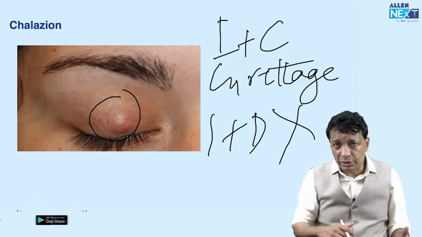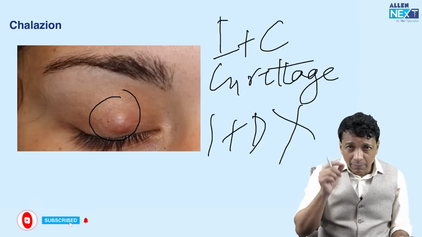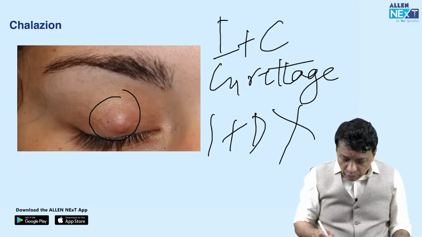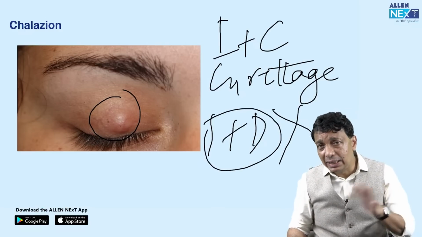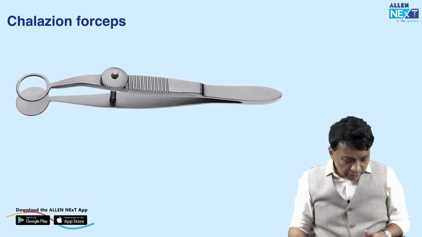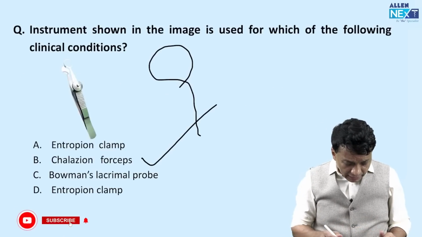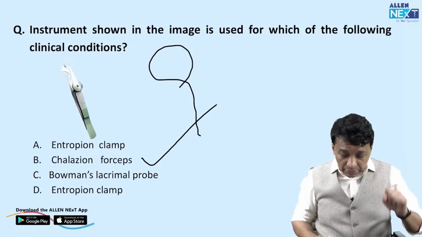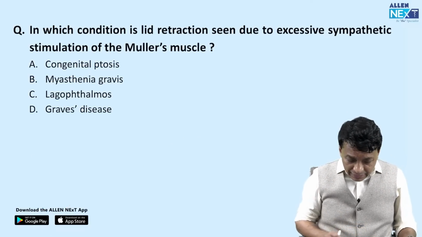This is a purulent condition. This is not pus. This is blockage of secretions of the Meibomian glands. So it's I&C, which is completely different from I&D. This instrument, as you can see here in more detail, is a chalazion forceps. You can make it out by the single ring layer we use to grasp the chalazion in its entirety.